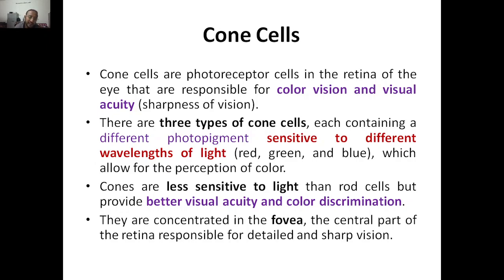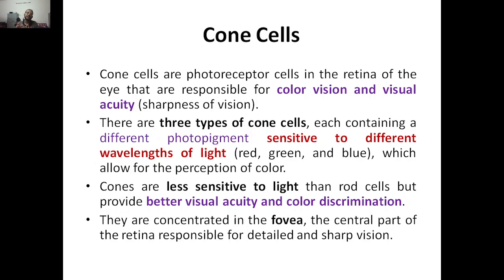Now the cones are less sensitive to the light, as we discussed in the previous slide. Cones are less sensitive because they do not work properly when there is lower light, whereas rod cells can work. So cones are less sensitive to light than the rod cells, but provide better visual acuity and color discrimination. So the advantage of the rod cells is a drawback here, whereas the drawback of the rod cells is an advantage here. Actually it is not an advantage or disadvantage, it's their function, whereas rod cells are there only to work in lower light.